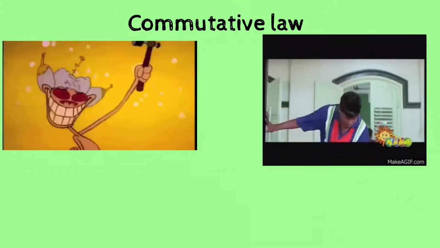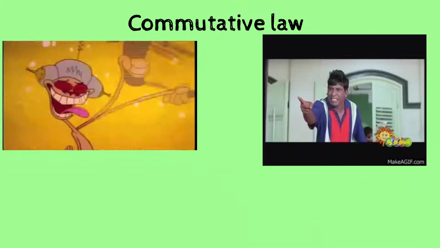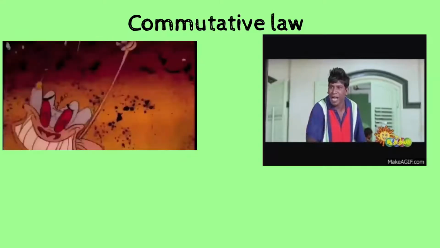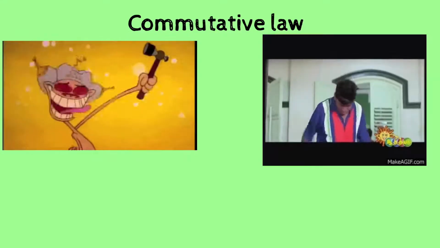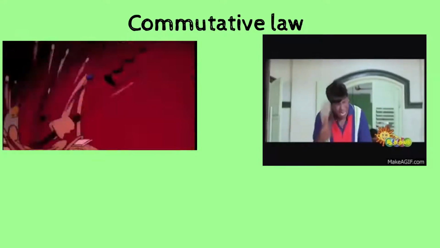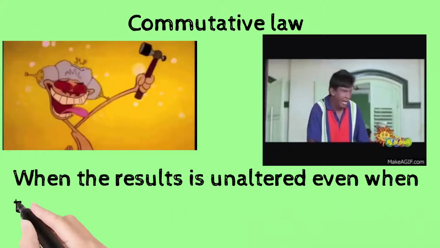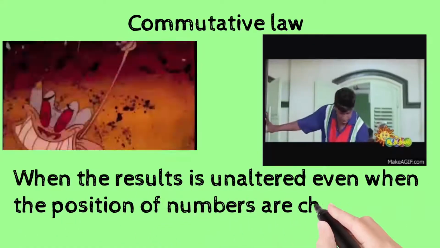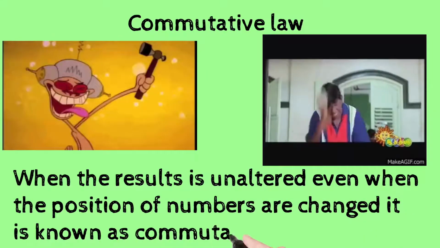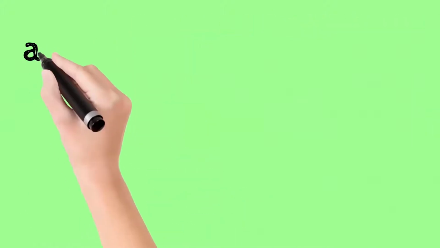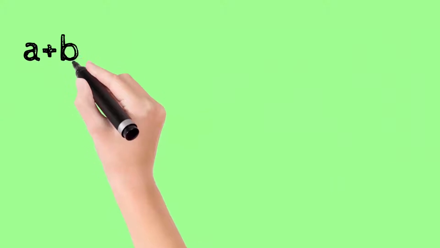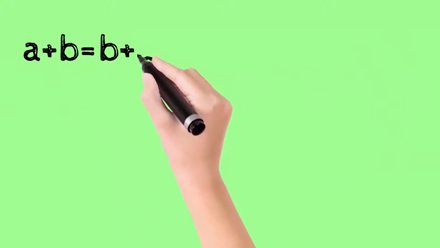Let's take this example. You taking a hammer and hitting yourself, or the hammer accidentally falling on your head. In both instances, you'll feel the pain. That is the result. So when the result is unaltered, even when the position of the numbers are changed, it is known as commutative. Not all the arithmetic operations are commutative.